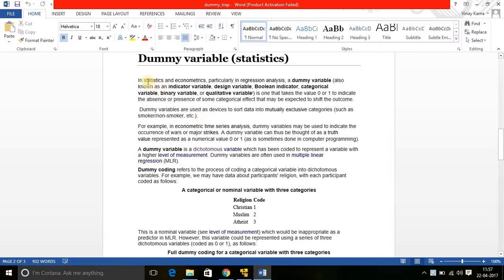So what is meant by a dummy variable? I have taken data from many sources, from Wikipedia and many other websites, and then I have developed some definitions which are simple. So what does it say? A dummy variable is an indicator variable, a design variable, a boolean indicator, categorical variable, binary variable, or qualitative variable. So what do we mean by that? It is one that takes the value 0 or 1. So it will either take value 0 or 1. Like I said, if he is a Christian, it is 1. If not, it's 0. So like that, yes or no, 0 or 1.